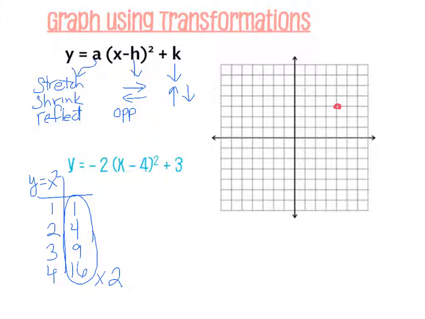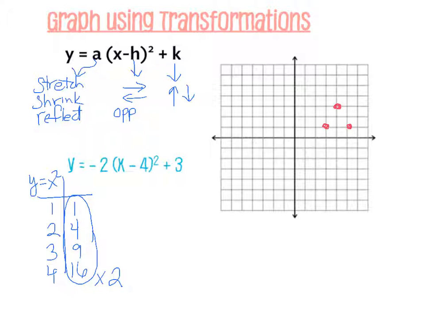I'd like for us to be able to do this times 2 and this whole table idea all in our head. I wanted to show it to you here, but ideally you're just going over to your vertex and saying, normally I would go over 1, up 1. That's the 1, 1. But on this example, because of the negative 2, I'm going to go over 1 and down 2. That's my new point right here. And put its matching point on the other side.